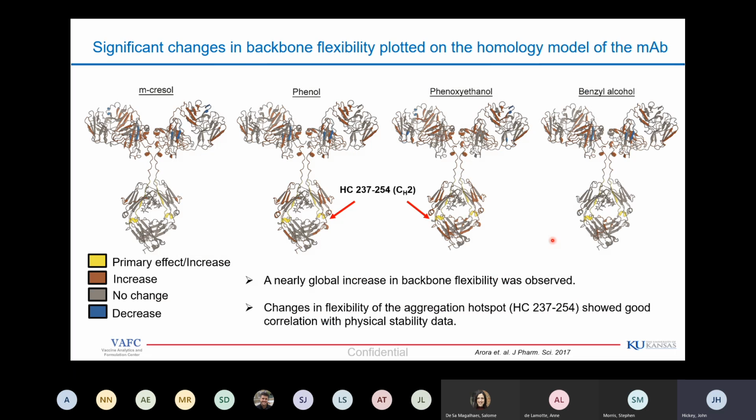If we map all of these relative flexibilities on a homology model, which I show here, we can see that there are both global and local effects by these preservatives. A global increase in flexibility is shown in this salmon color, and large local flexibility is shown in the yellow. We can see for all 4 preservatives, we do have a global increase in flexibility. But what was most interesting was in the CH2 region, which is known as an aggregation hotspot. We were able to identify large increases in flexibility, and this correlated with our physical stability data.